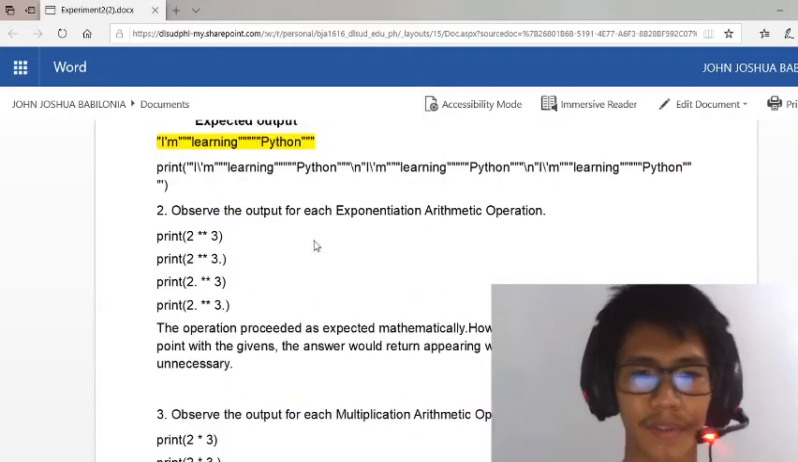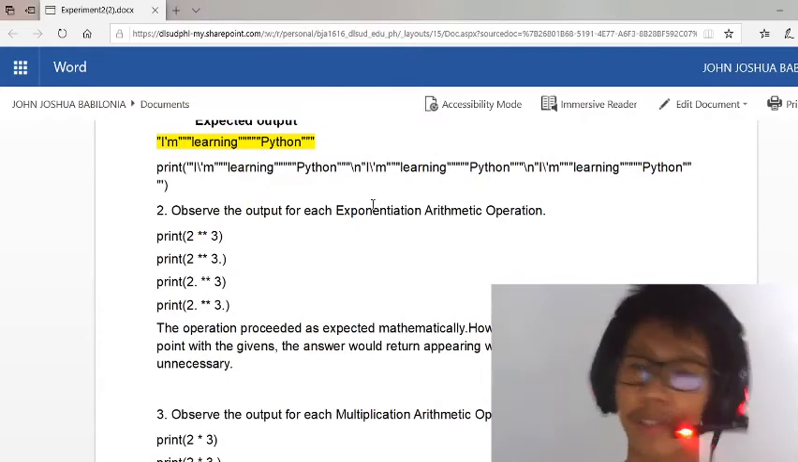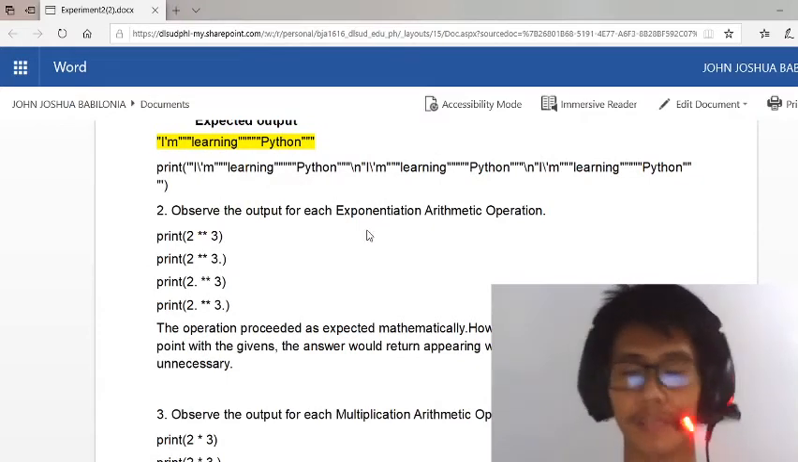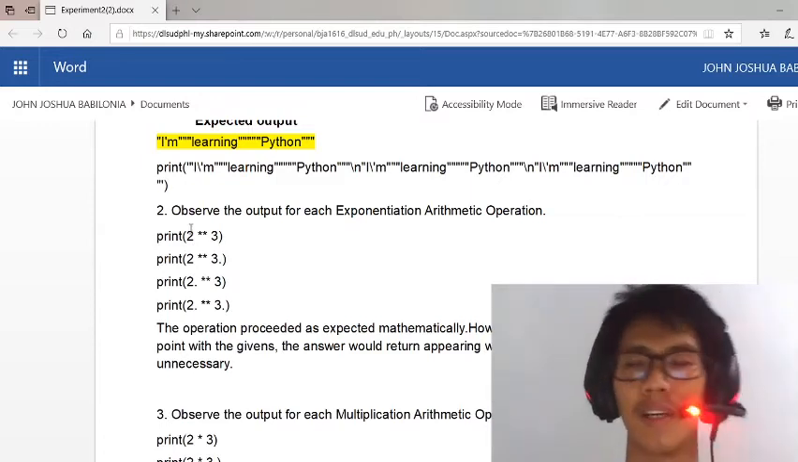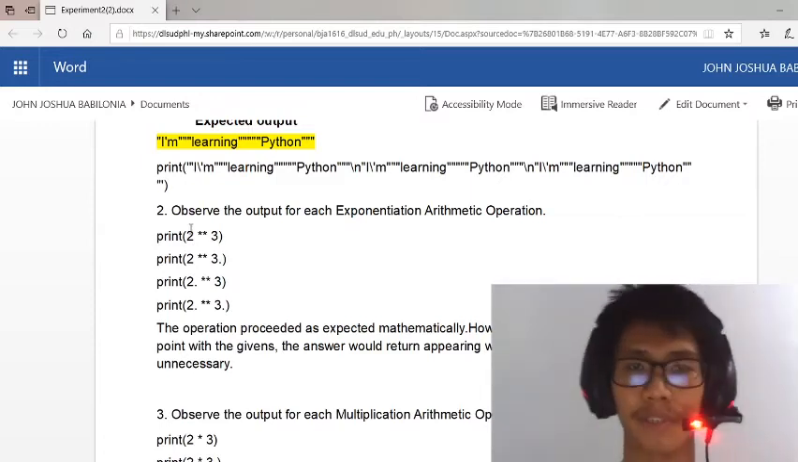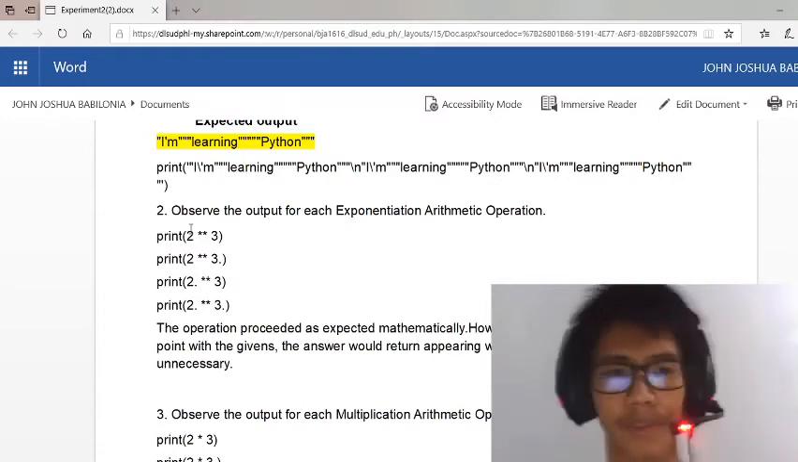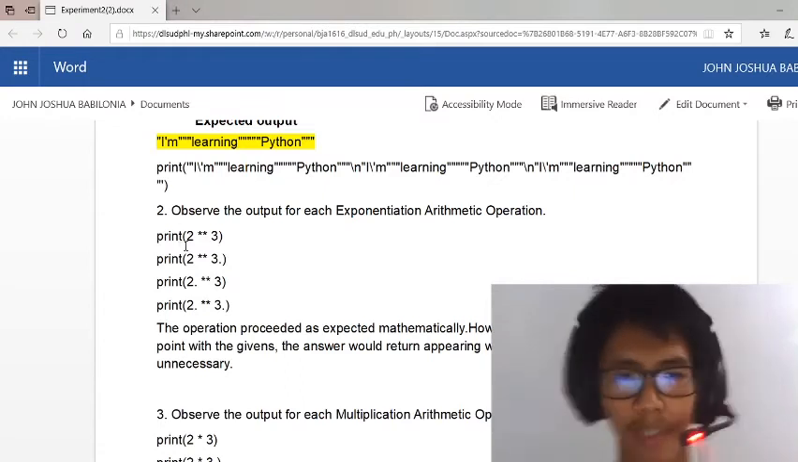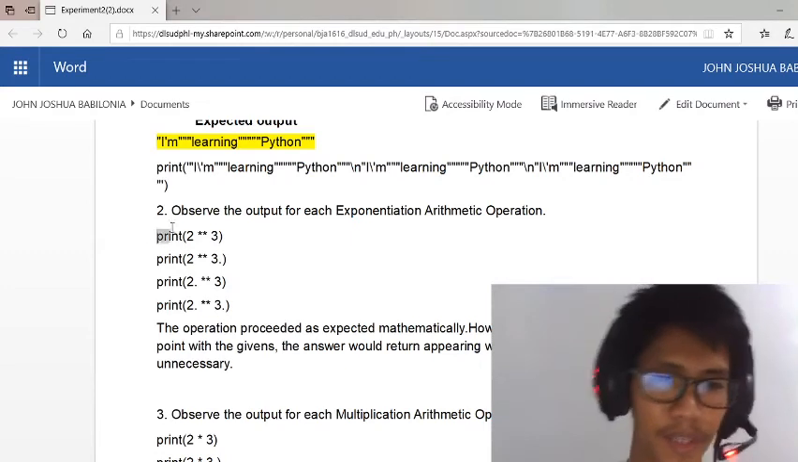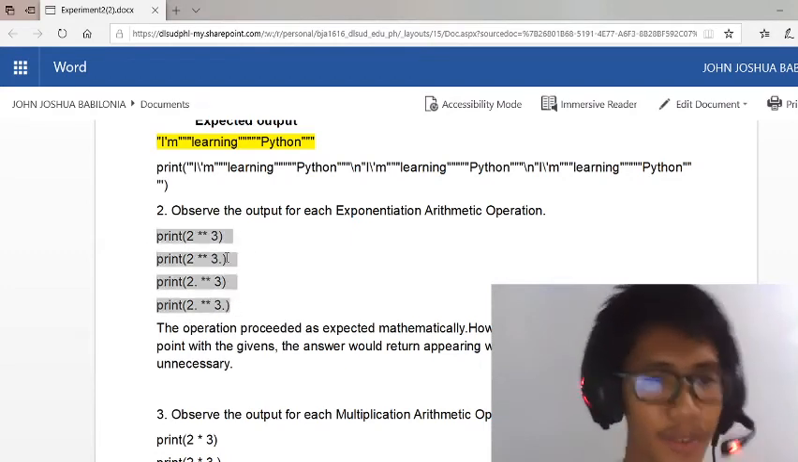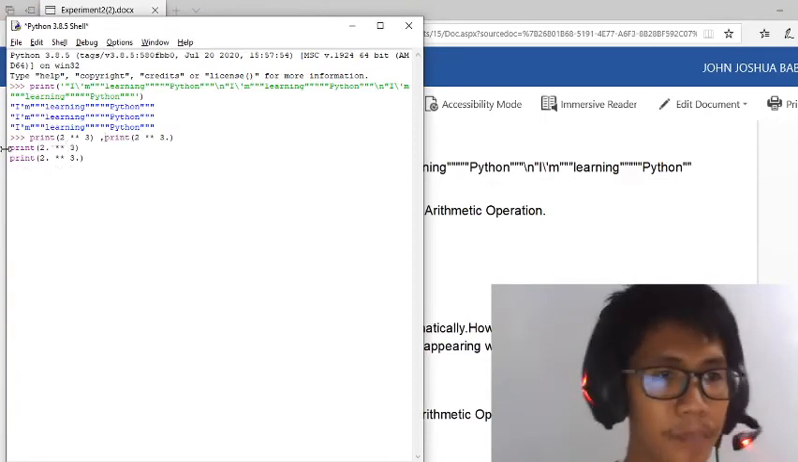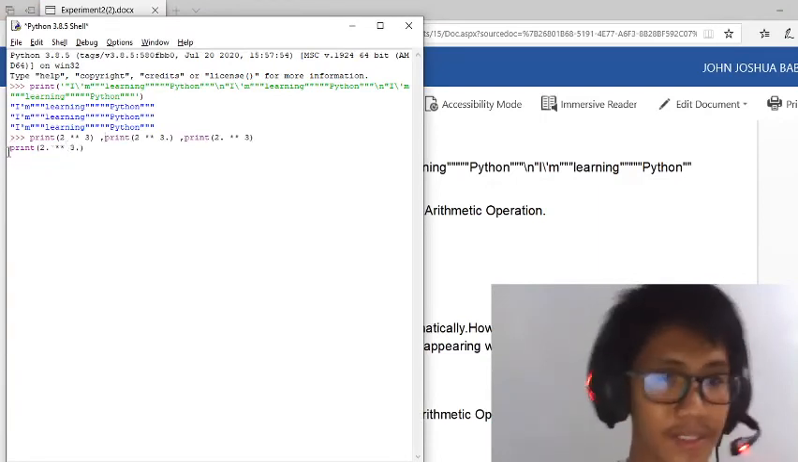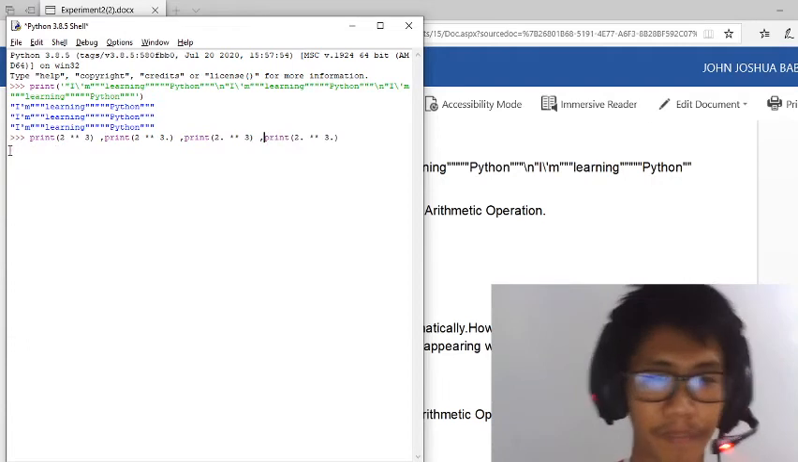Okay, so for number 2, it is about the observation of the exponential operations. As you can see, the double asterisk here denotes the operation of raising it to this power. So this would be 2 raised to the 3rd power and same. So everything is the same except that we observe some decimal points here. So let's just print this everything one time, big time.